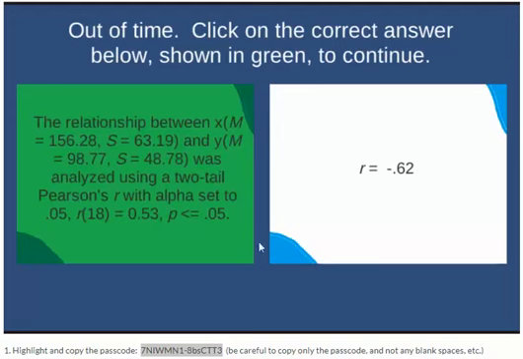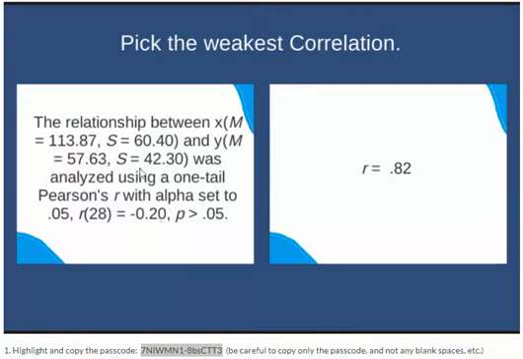You'll notice that it's already been highlighted in green, and that's because if you wait too long to make a selection, then the selection is made for you. And to continue, you just click on the correct answer. Okay, so I see a negative 0.20 versus 0.82.